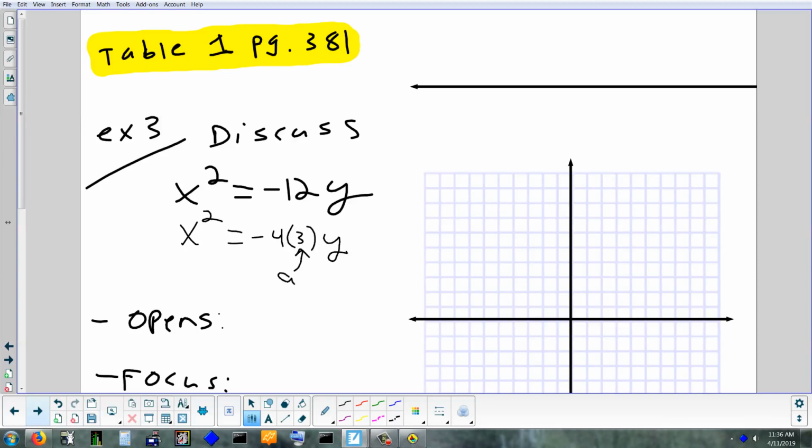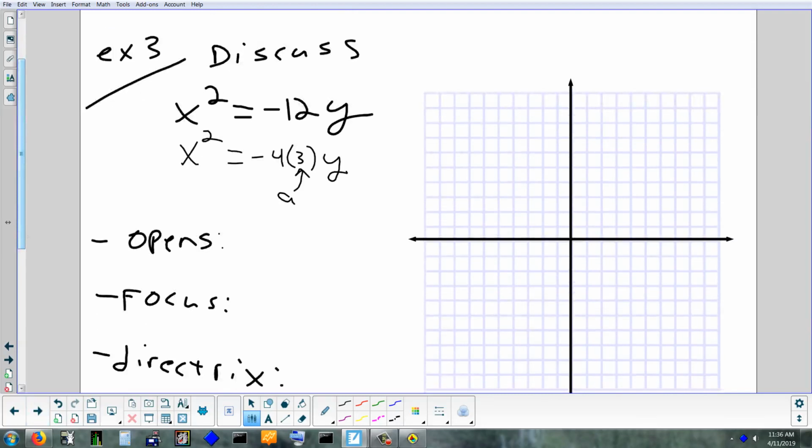Okay. X squared, negative 4. Look at your table. What does it say when you have x squared with a negative 4? Which way does it open? It opens down. That's the last row in the table. The formula for the focus is what?